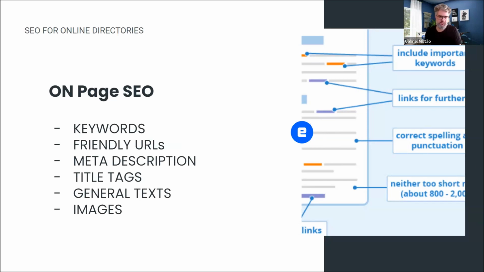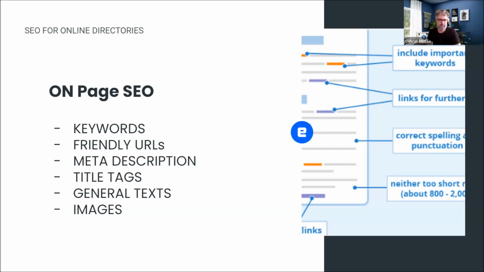So, jumping to on-page SEO, which refers to the optimization of individual web pages to improve visibility and ranking on, let's say, the Google search engine page. On-page SEO techniques involve optimizing several elements inside a web page, not only the content, but the HTML source code, the images, and other factors as well. So we're talking about the use of keywords, friendly URLs, meta descriptions, title tags, general text, that means the content of your page, and images. I will talk about them specifically.